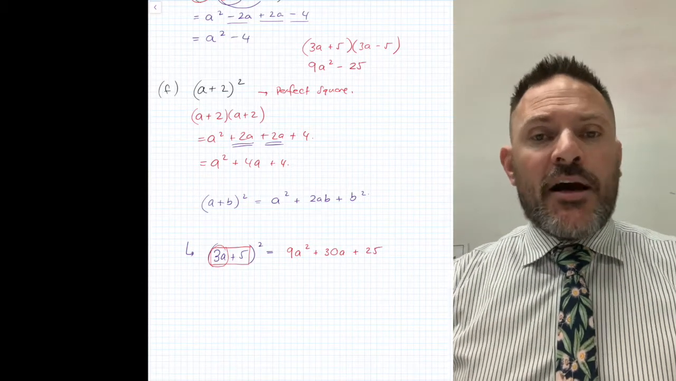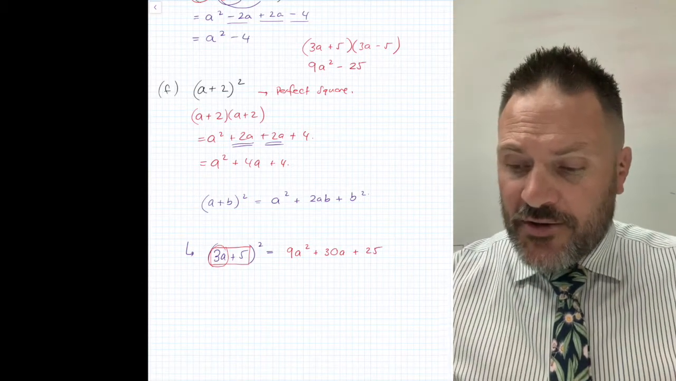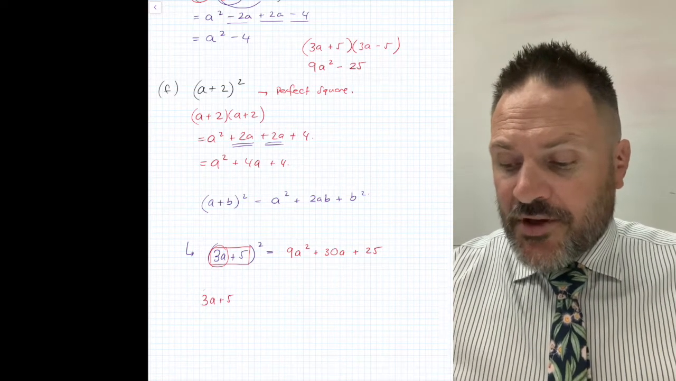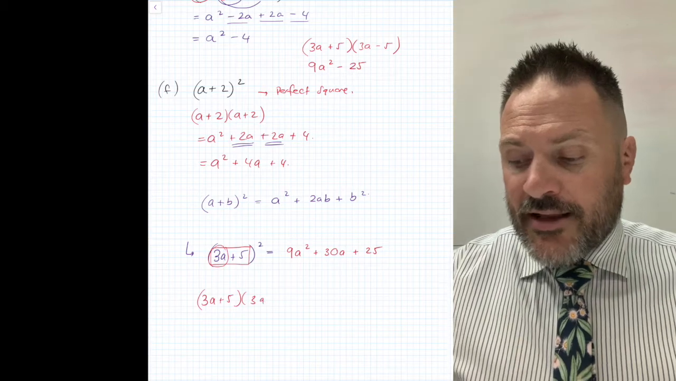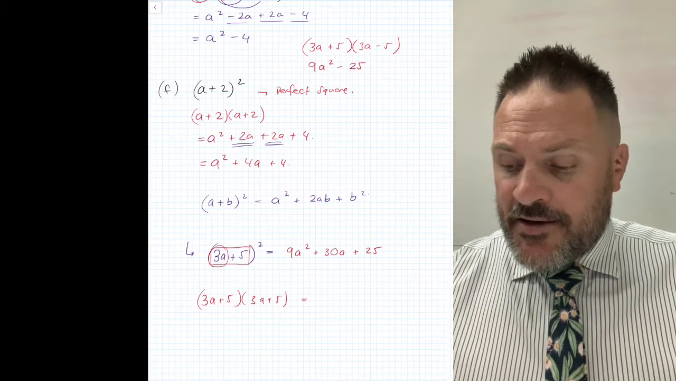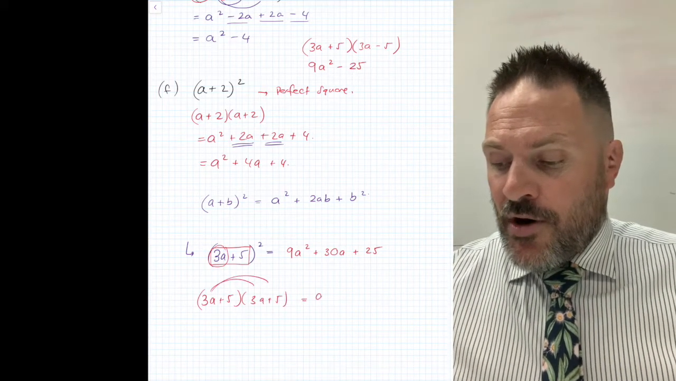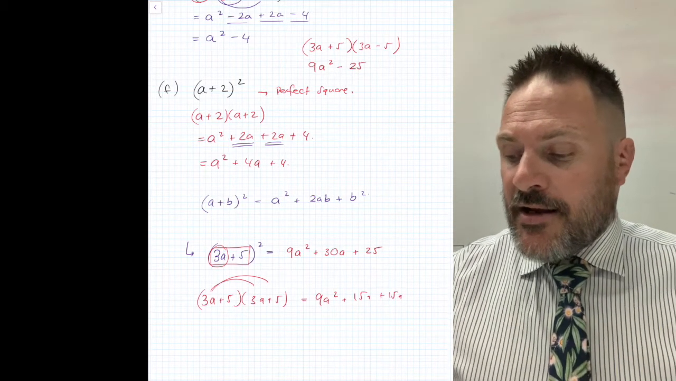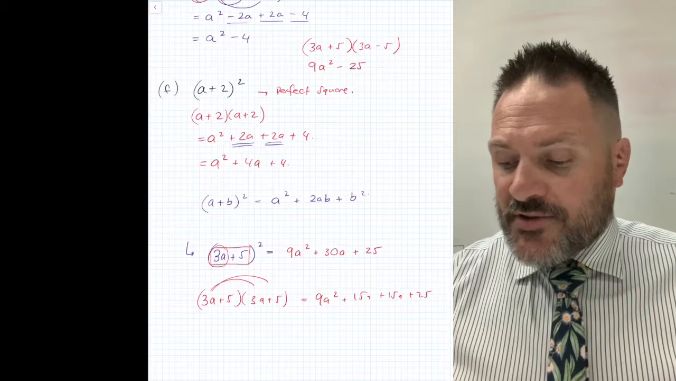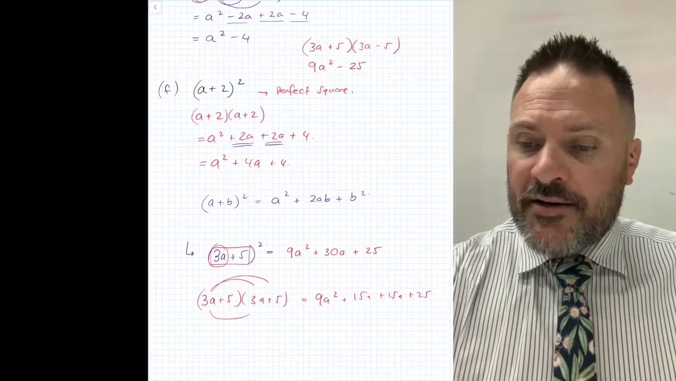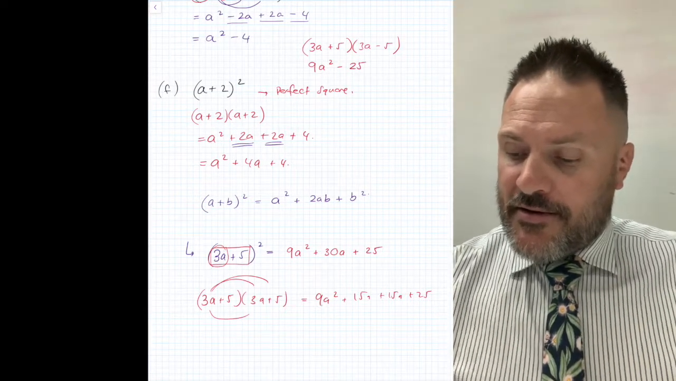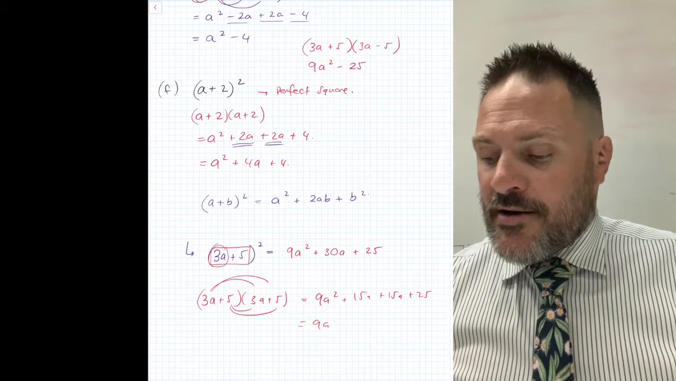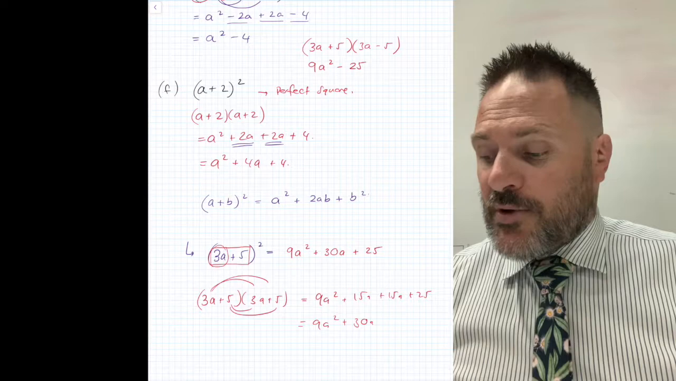Now, if you can't do that, don't fret. The quicker way would be to do it like I did that first example, to just write them out like that, and then times them through. 9a squared plus 15a plus 15a plus 25, and you'll see when I do that, we get the same answer, 9a squared plus 30a plus 25.